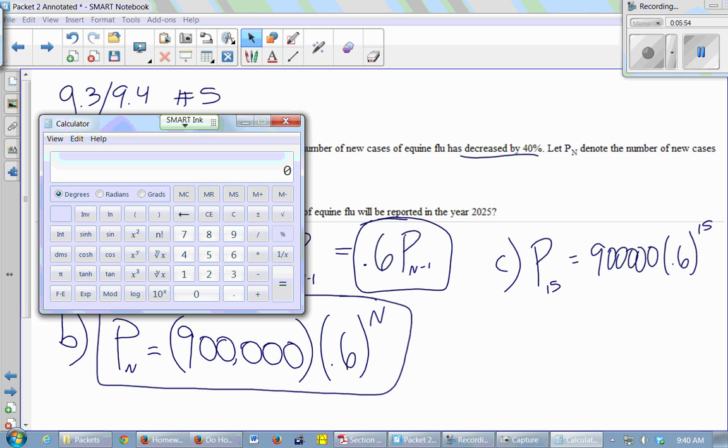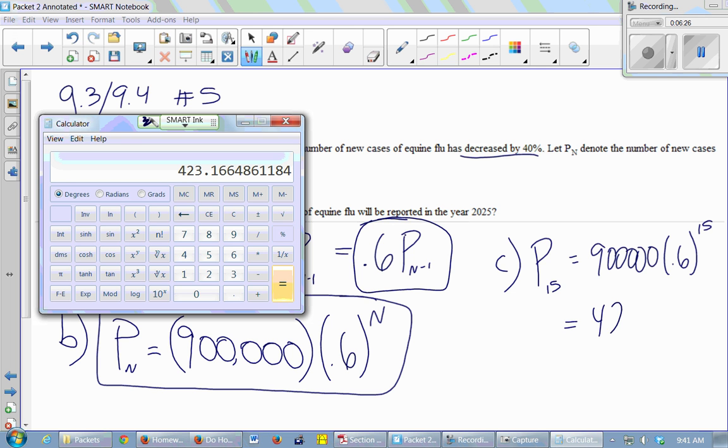And you can just type it in directly. You don't have to do anything special. Almost every calculator, I'm pretty sure that all of you have a calculator that knows the order of operations. So you can type in 900,000 times 0.6 x to the y 15. If you don't have an x to the y button, you might just have a little caret or a little hat that means exponent. So after 15 years, cases of equine flu should come down significantly to only about 423 cases.